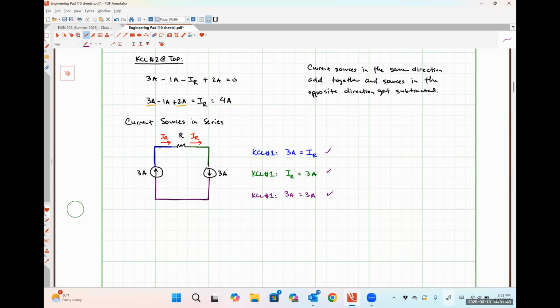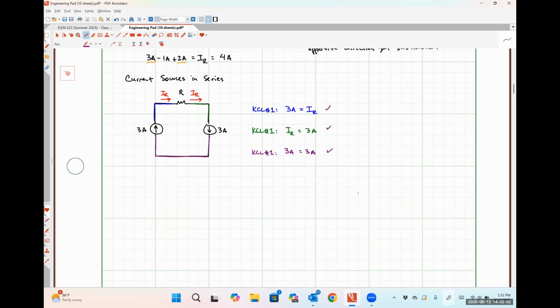Realistically, we could get away from this circuit by just saying that the 3 amp source in series with the 3 amp source literally just looks like a 3 amp source. So we could just throw one of them away and the circuit would still behave in exactly the same way. Now, if we change the value of one of those current sources so that they're not equal, then obviously things are going to wind up breaking. So if we have 3 amps, our resistor here, then let's put a 2 amp source here and close it off.